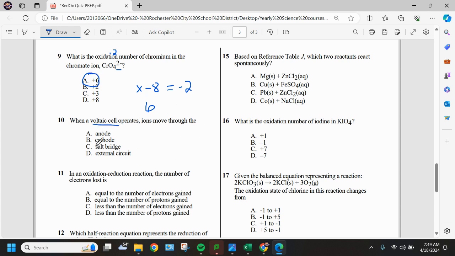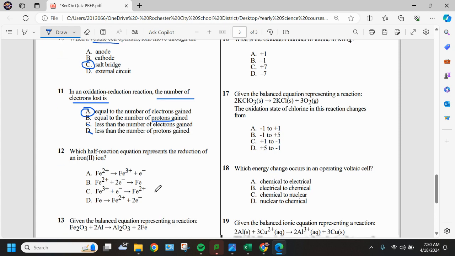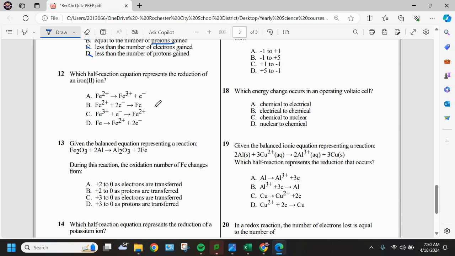Voltaic cell. Ions move through the salt bridge. Remember, they want to get you to say electrons move through the salt bridge. No, no, no, no, no. Electrons move through the circuit, through the anode and the cathode, but the salt bridge lets the ions replenish. The number of electrons lost must equal the number of electrons gained. So we can't have this, can't have this. Definitely, look at that word, protons. Definitely not there. Definitely A. I drop $2, you pick up $2. We should have that part pretty locked in.